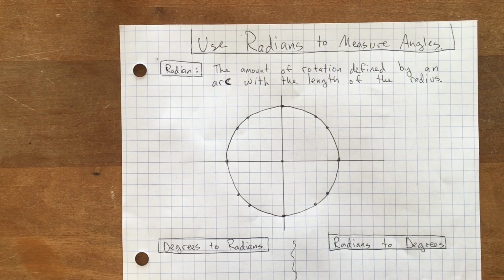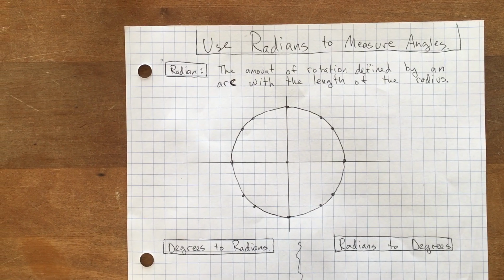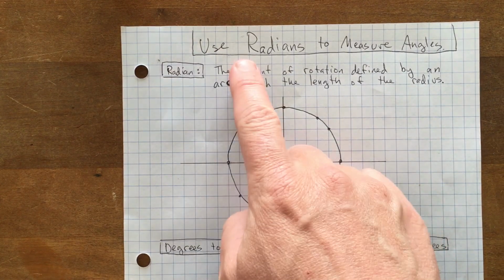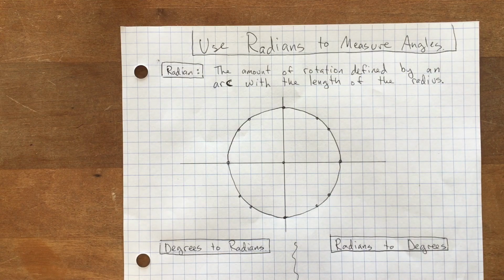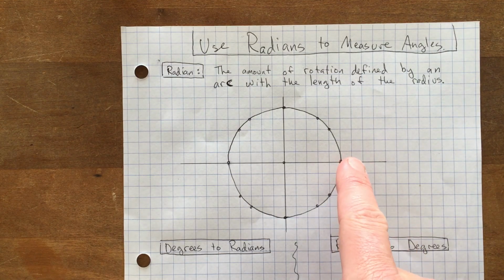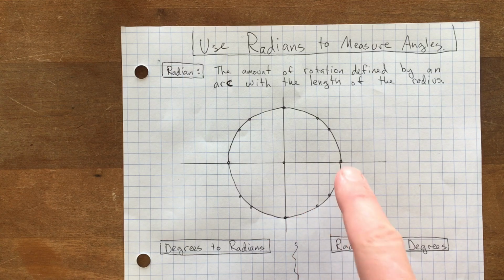This is one of my favorite lessons. I wish we could do it in person, but we can't. And it's about radians. Radians is an alternative way to measure angles. We're going to get into that in a minute, but remember, we're used to measuring a rotation around a circle in degrees, 360 degrees.